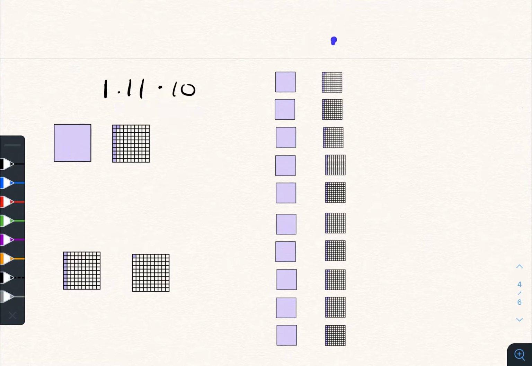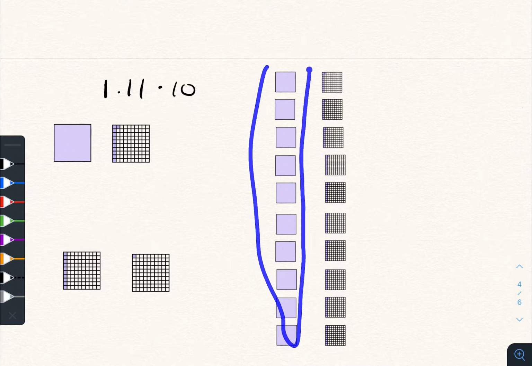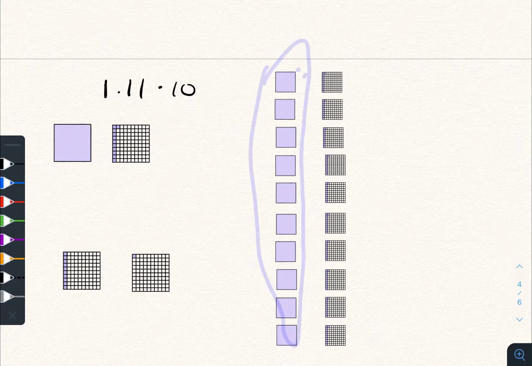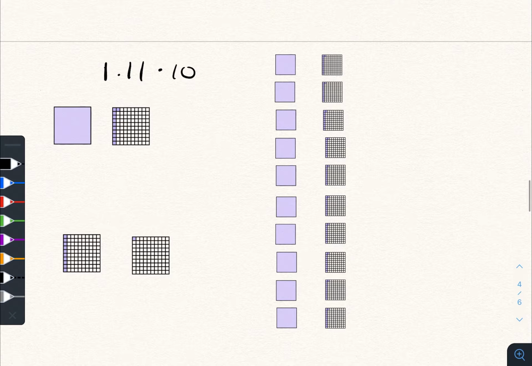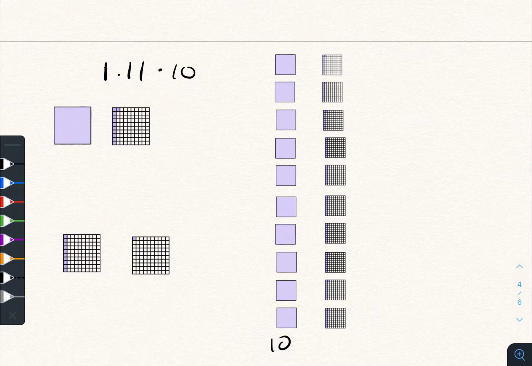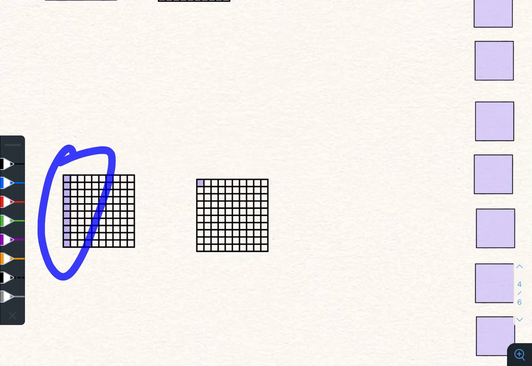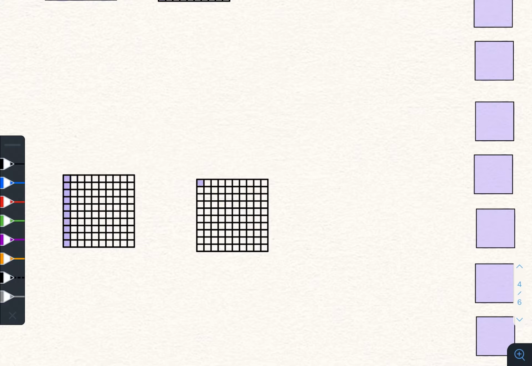And multiplying by 10, I get 10 groups of 1 and 11 hundredths. And so what do we have over here? Well, we notice that we have 10 of these ones right here, and so this makes up 10. And then over here is the little bit trickier part. So we have 10 of these pictures over here, and then 10 of these as well, right? This and this combined makes up 11 hundredths.